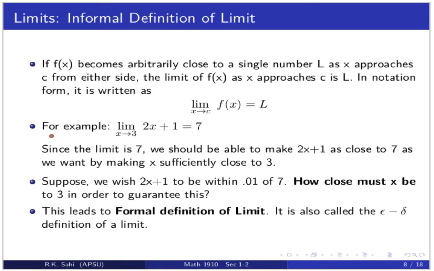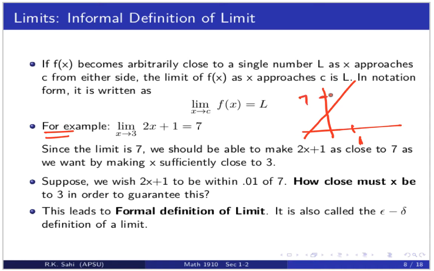Now, for example, if I take the limit as x approaches 3 of this function 2x plus 1, clearly this is the equation of a line. If we draw the graph of 2x plus 1, it's going to be a line like this. And at 1, the value of this function is 7.